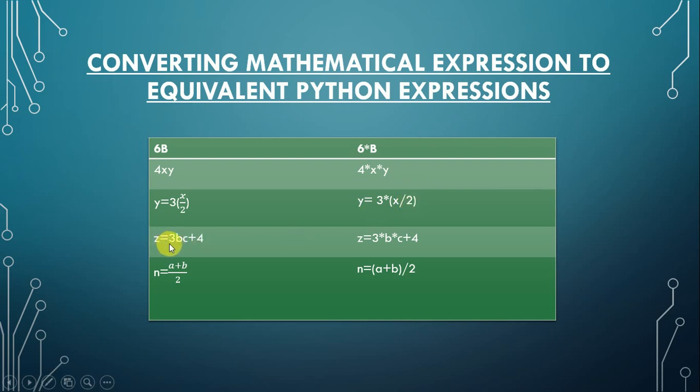z equals 3bc plus 4. Here b and c are getting multiplied, so 3 * b * c + 4. n equals (a plus b) by 2. So it will become n equals (a + b) in brackets, division sign, 2. I hope you have understood. This is part 1 of chapter number 2. After this, we will be continuing with part 2 of this chapter. Thank you.